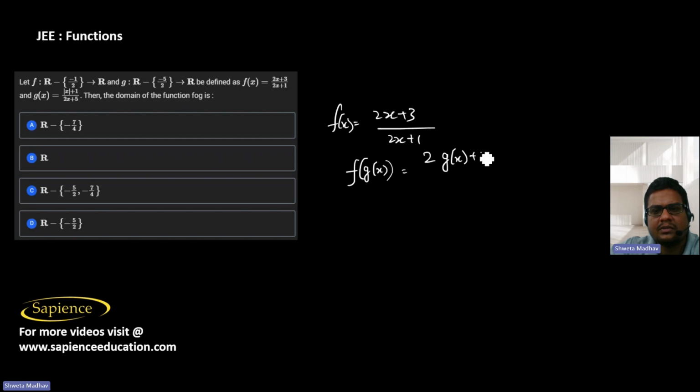Let f map from R minus half to R, and g map from R minus 5 by 2 to R, be defined as f of x equals 2x plus 3 by 2x plus 1. And f of g of x will be how much? It will be 2 into g of x plus 3 by 2 into g of x plus 1.